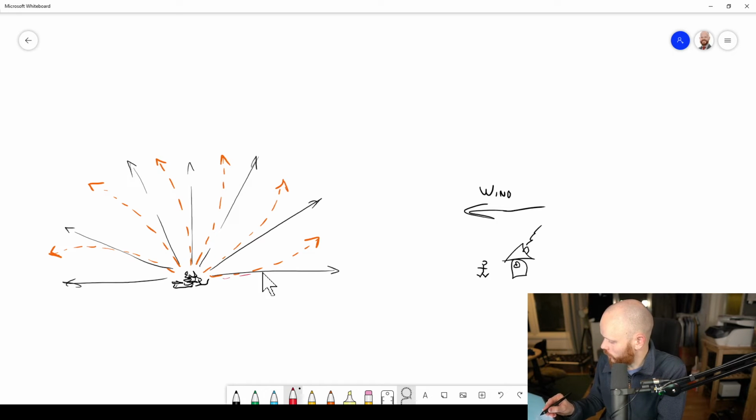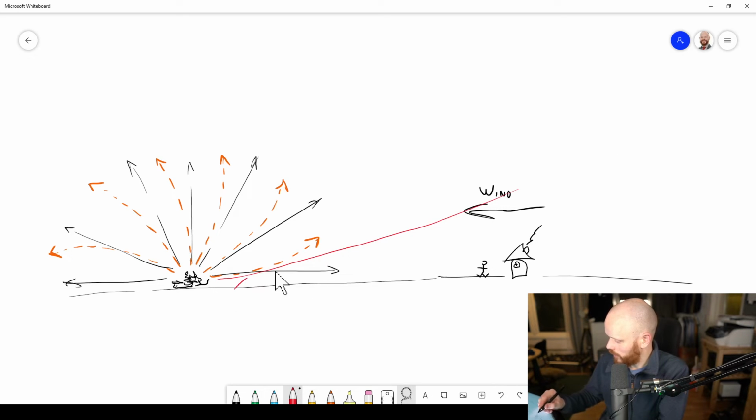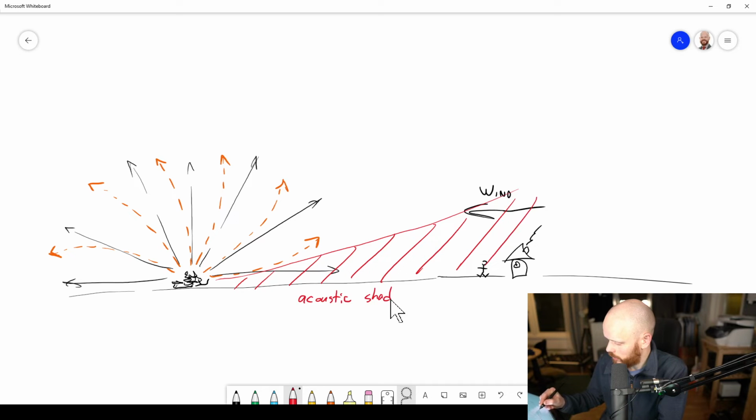And that means that you will have, let's see how I can draw this in a good way. So there will be a zone here. Acoustic shade. And it was dead silent. So this was easily the best example I've ever experienced of acoustic shading.